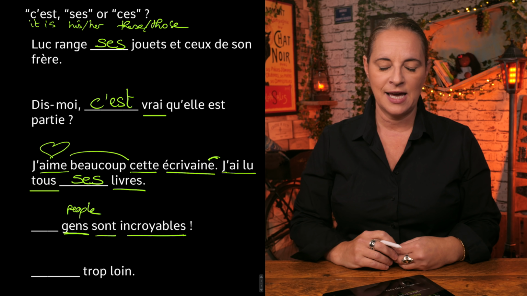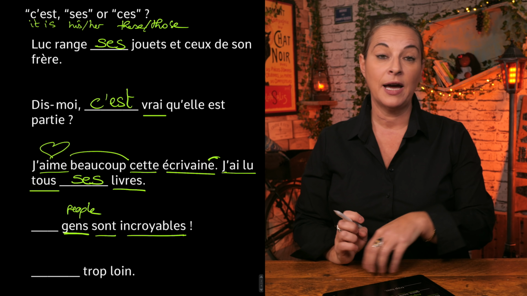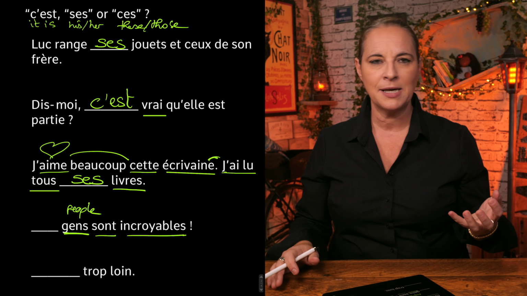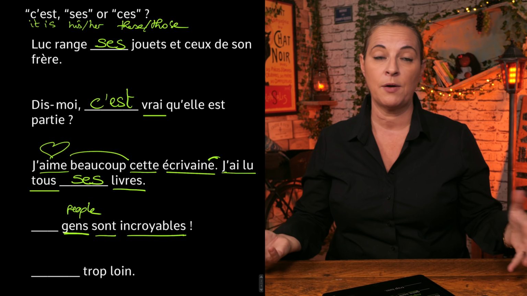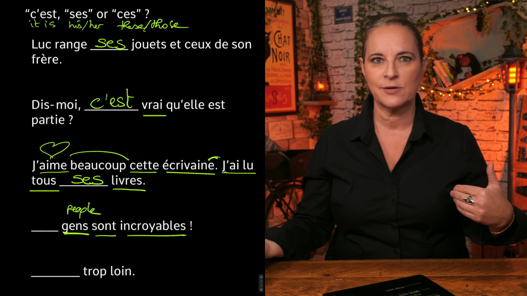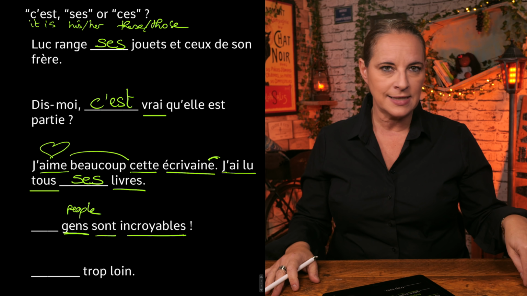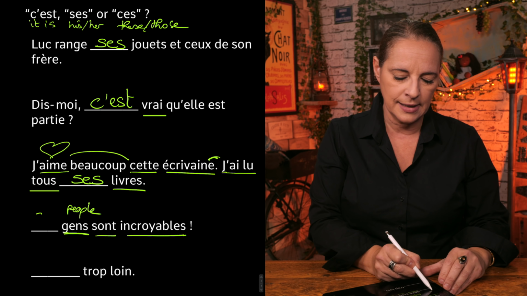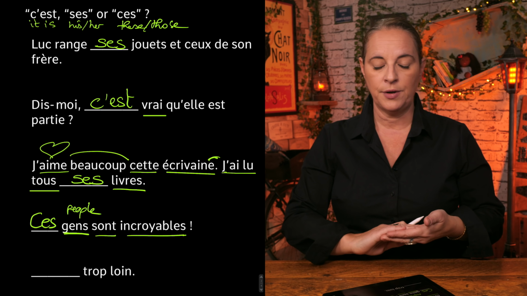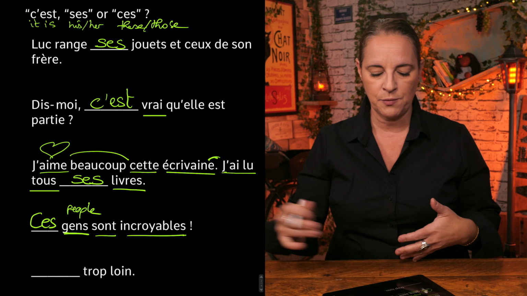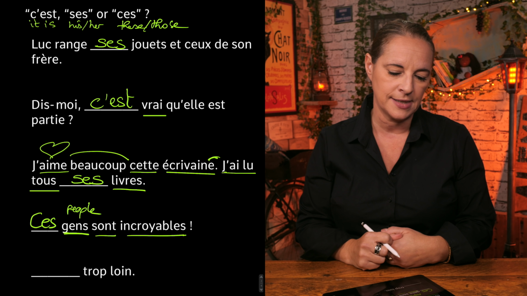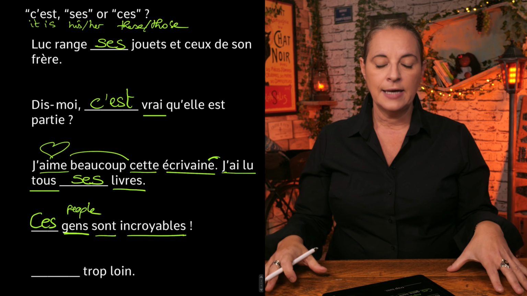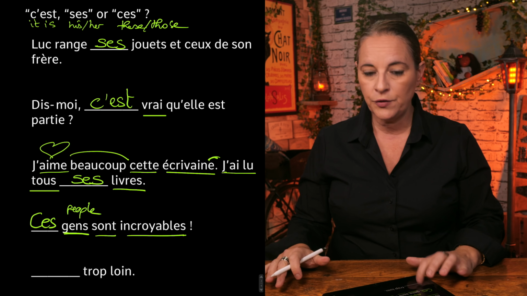So we want to say these people are incredible. We don't want to say his people are incredible. That makes no sense unless there is a context whereby we know that these people belong to someone, okay? And it is not it is. It is people are incredible. So it has to be CES, referring to this. These people are incredible. Can you see the difference here? Ces gens sont incroyables. These people are incredible.